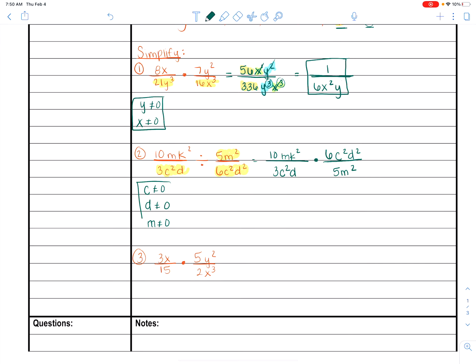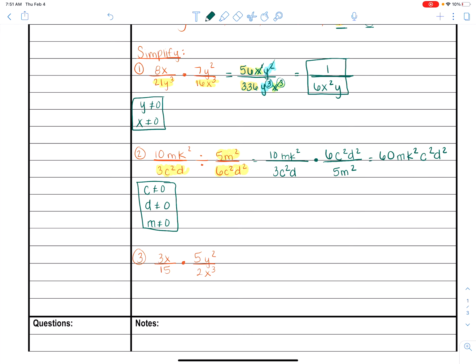Oops. We have one more letter here. We have a K, but we don't care what K is because it will never be on the denominator of the fraction, so it's not going to affect the domain. All right, so now let's multiply what we got. So 10 times 6 is 60. M is still M. K squared is still K squared. And then I also have a C squared and a D squared.